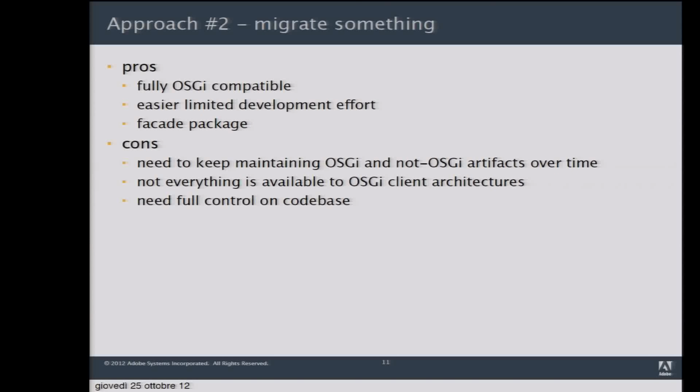Migrate something. So take a small subset of the functionalities and put it in a lightweight bundle. It's kind of a facade package, with easier, limited development effort, but again, we need to keep maintaining OSGi and non-OSGi stuff. And a big concern is that not everything is available to OSGi client architectures. And again, we need full control of the code base.